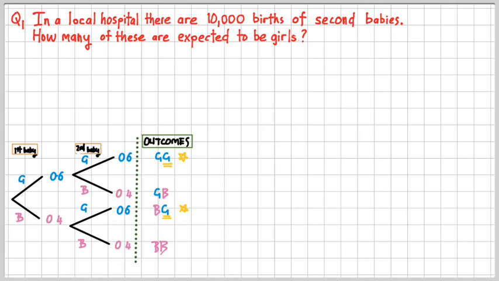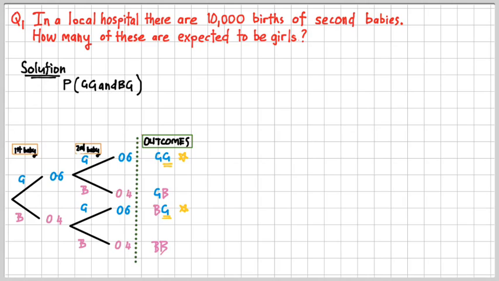So the first thing we need to do is identify what part of the probability tree we need to look at. And I have highlighted that for you there. So two outcomes there. We can either have a family with a girl first and then a girl second, or a boy first and then a girl second.